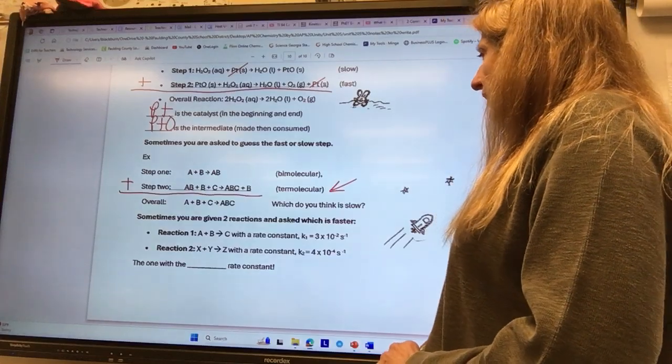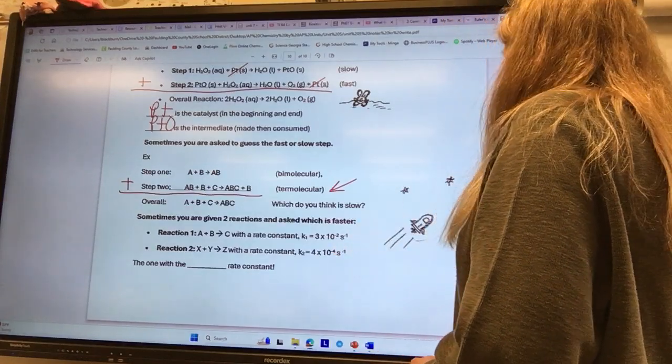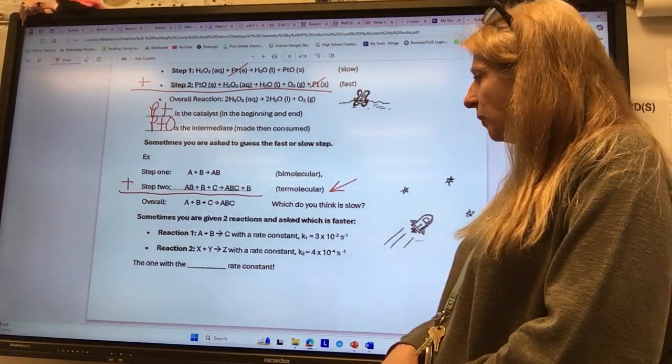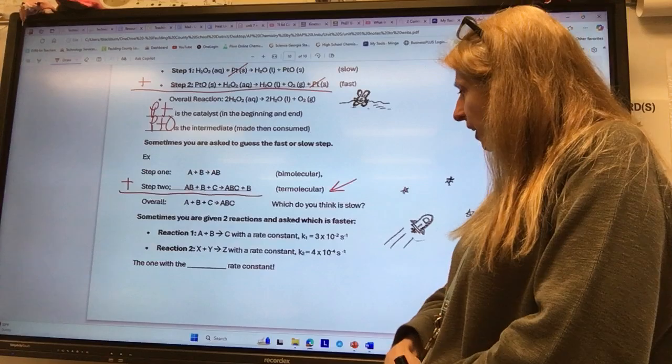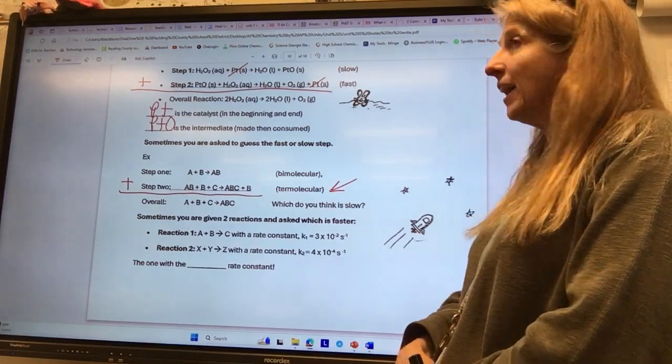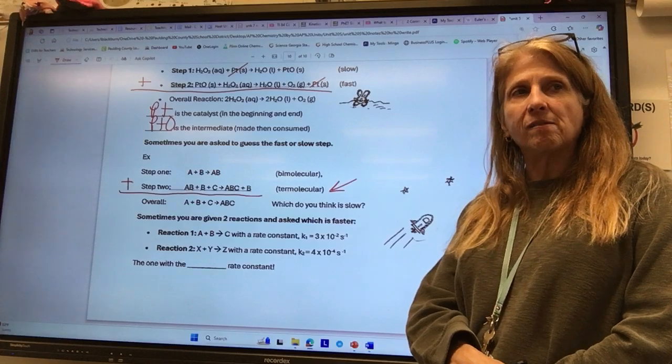Okay, next, here's another one. Sometimes you're given 2 reactions and asked which is faster. So here we have 2 reactions. Can anybody have a guess what is different about these 2? They're both bimolecular. Which step do you think is going to be faster of these 2, 1 or 2? Can you figure it out?